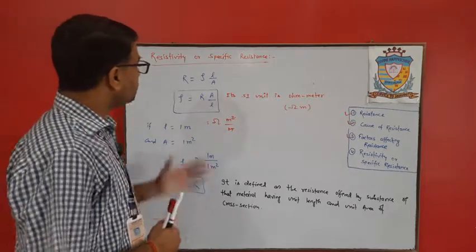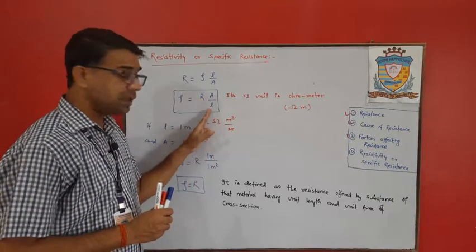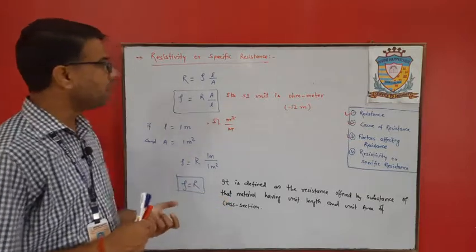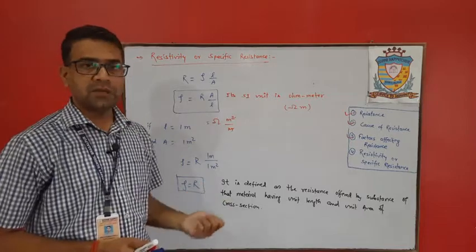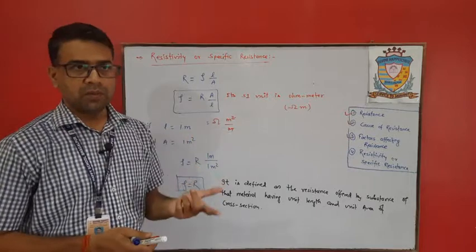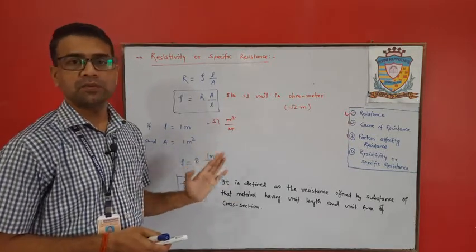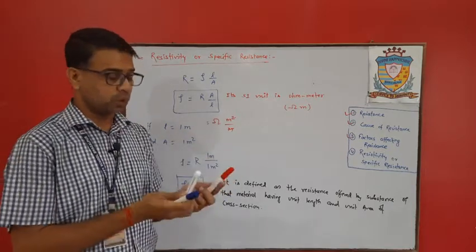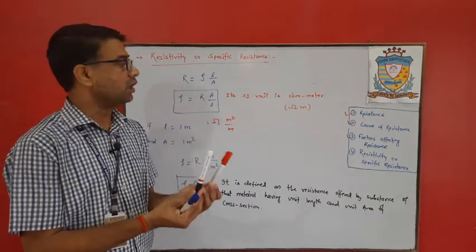Now on which factor will this resistivity depend? Area and length? No. It only depends on the type of material. For example, copper has a different specific resistance, aluminum has a different specific resistance, silver has a different specific resistance. So it only depends on the type of the material. Clear? And it will remain constant. For example, if we have two pieces of copper, then specific resistance for both the pieces are equal.